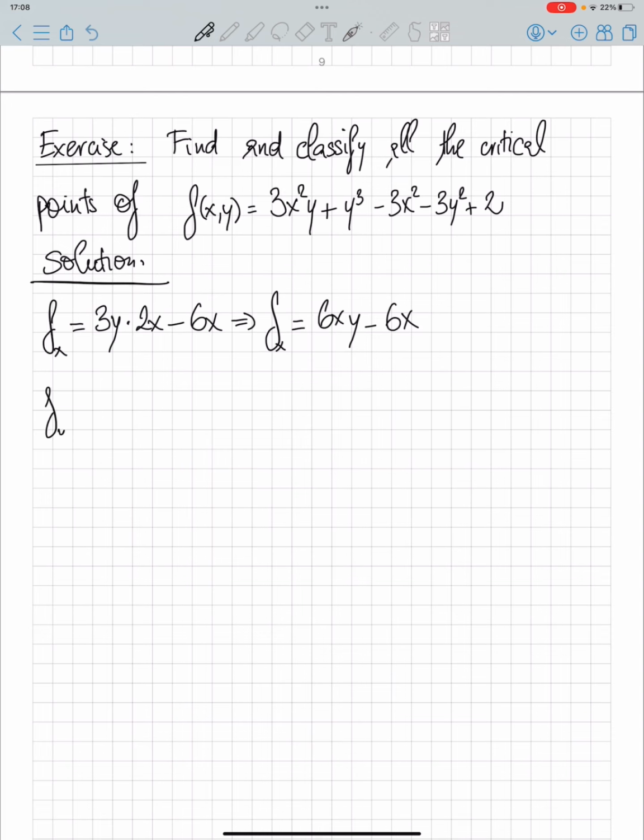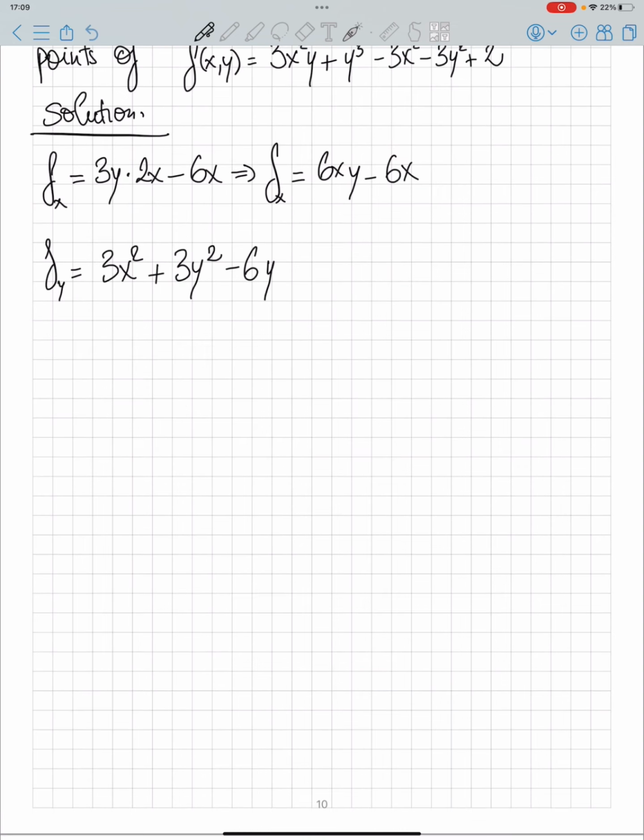Now we find the first derivative of the function with respect to y. So this is going to be, here we have 3x squared, which is going to be a constant, so 3x squared, and the derivative of y is equal to 1, right? Now we have y cubed, so derivative of y cubed is 3y squared, and then we have here minus 3y squared, so the 2 comes down, so we have minus 6y, right?